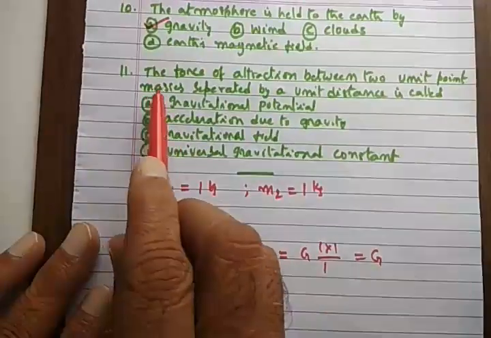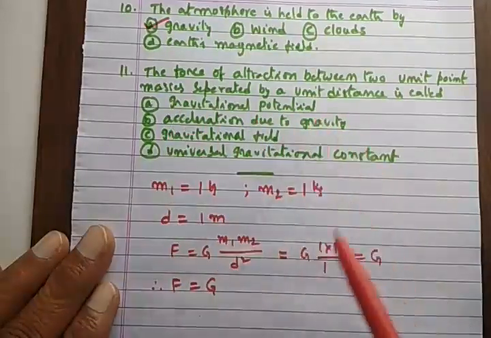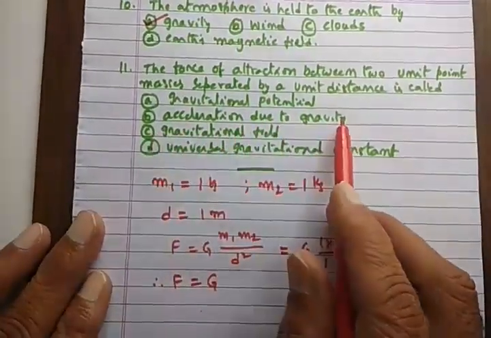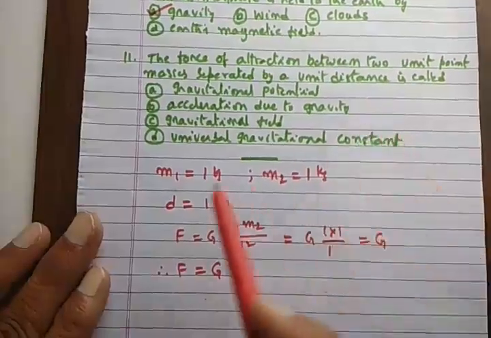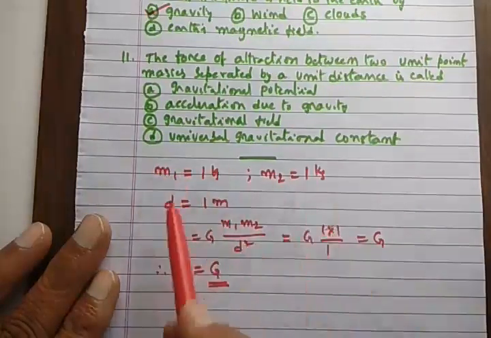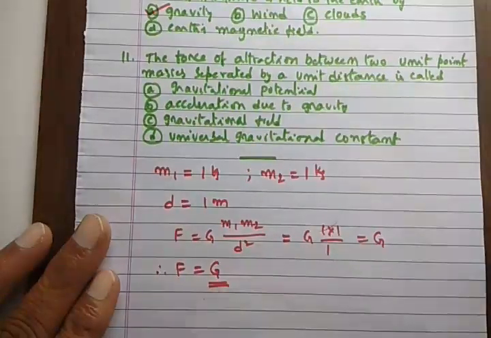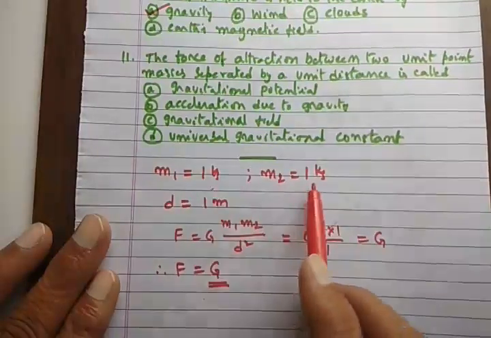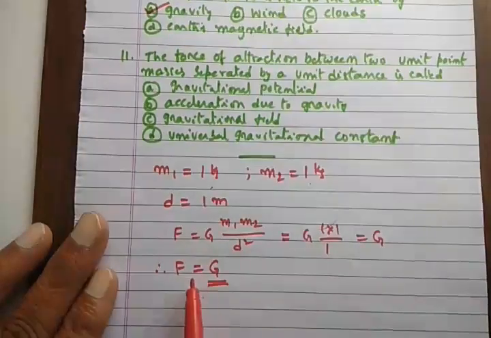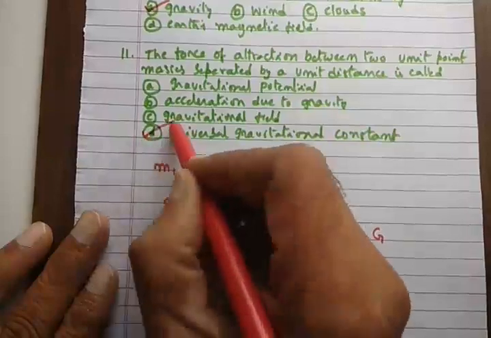So again we will read the question. The force of attraction between two unit point masses separated by a unit distance is called gravitational potential. Still we have not studied about that, and you will study in higher classes. Acceleration due to gravity, this also we have not studied. It is not acceleration due to gravity. Gravitational field, no, it is G, correct? F has become G because of these values. So universal gravitational constant. You understand? If you keep 1 kg of mass, and if it is 1 meter apart, the attractive force becomes exactly the value of G. Okay, so D is the answer.